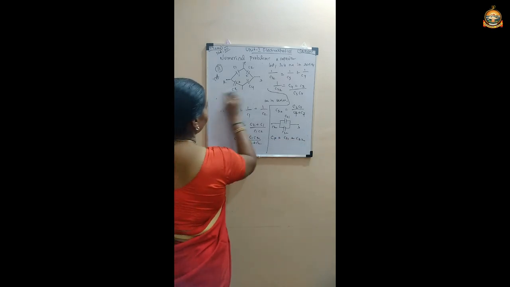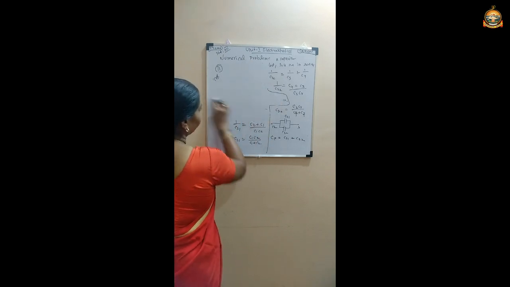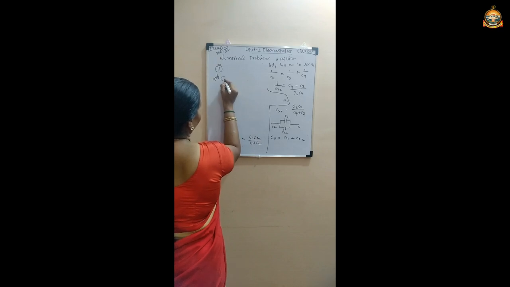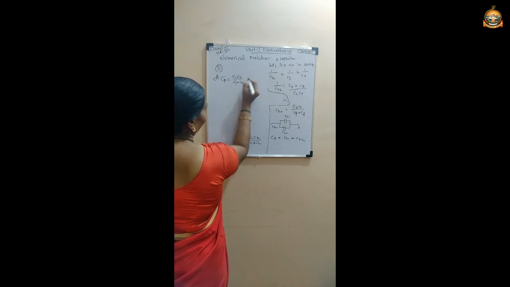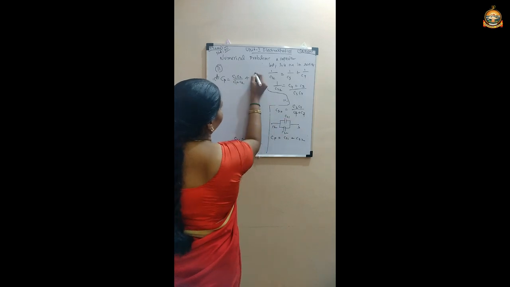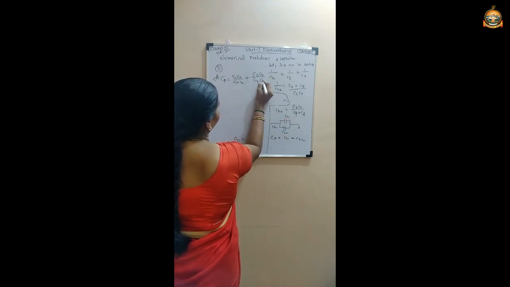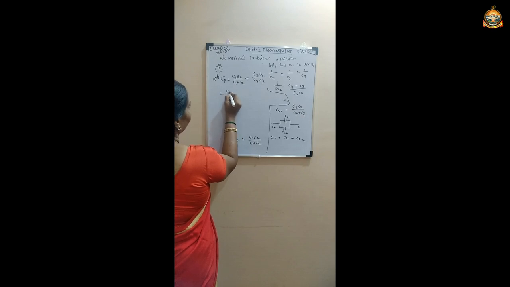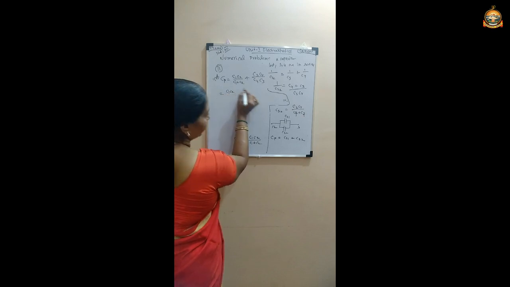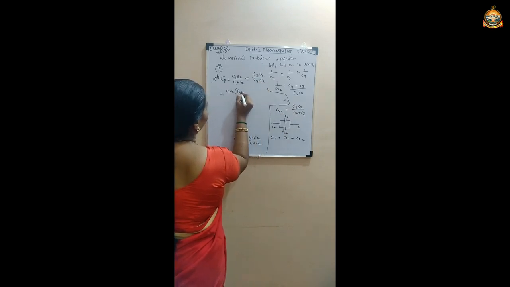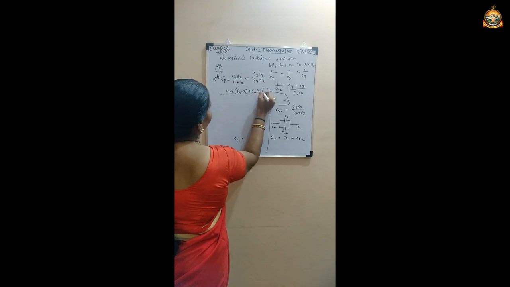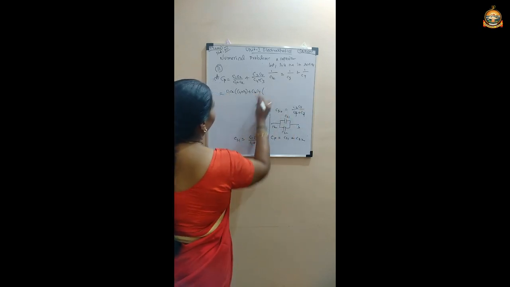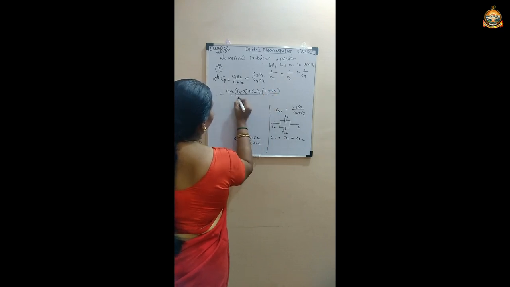Now substitute here. Cp is equal to Cs1, which is C1 C2 divided by C1 plus C2, plus Cs2, which is C3 C4 by C4 plus C3. Now we have to find the answer, so we have to make a cross multiplication. That is equal to C1 C2 into C4 plus C3, plus C3 C4 into C1 plus C2, whole divided by C1 plus C2 into C4 plus C3.